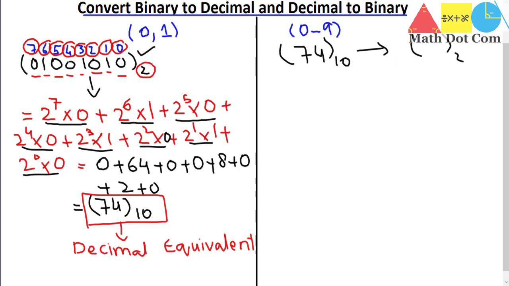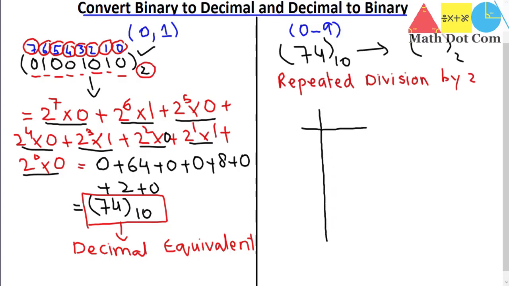For that purpose, you have to do repeated division by 2. Let's see how. I have to draw like this. I write the number 74 here and I have to divide by 2, because I am converting this number into binary, where we have only two digits, 0 and 1. So let's write it: 2 threes are 6, 1 carry 14, 2 sevens are 14. The remainder will be 0.